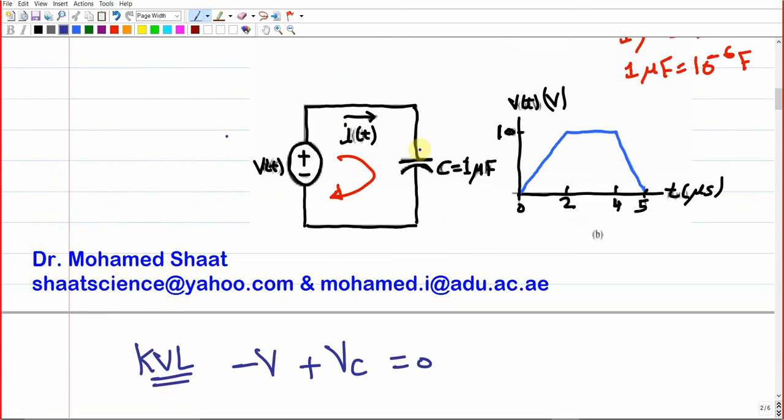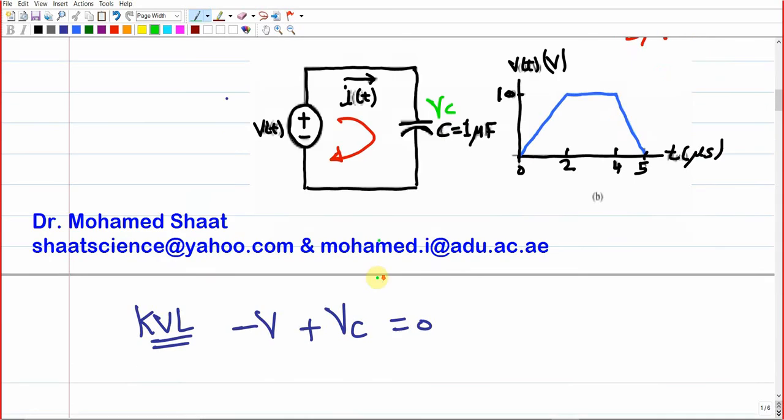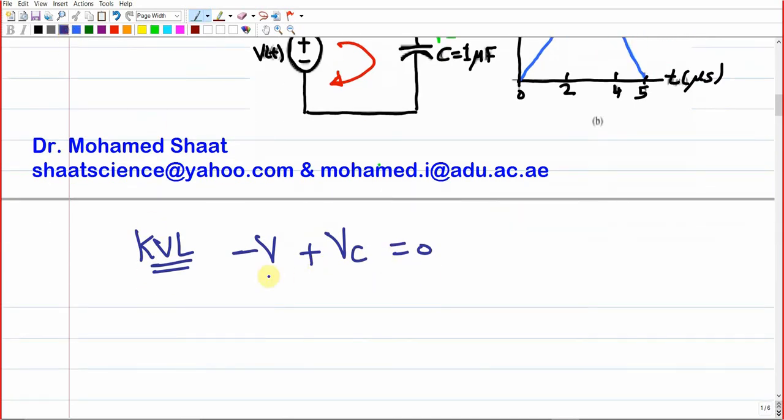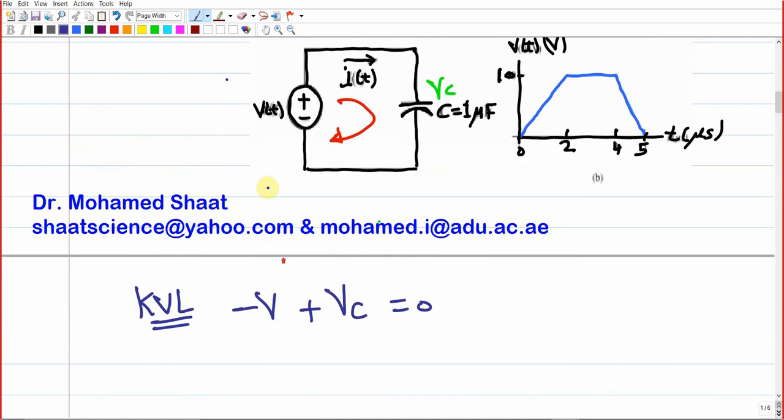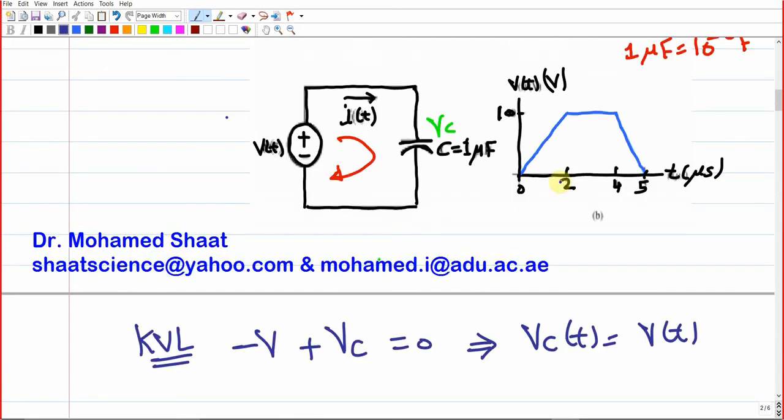This capacitor will have a voltage. There should be a voltage over the capacitor. How much it is, we have no clue for now. But according to Kirchhoff's law, the voltage over the capacitor should equal V of T, right? It should be equal to the source, to the battery voltage. So from this equation, we conclude that VC of T, which is the voltage over the capacitor, should equal the battery voltage. Make sense? But for example, if you are given the same problem and for some reason there is a resistance here, this resistance will take some of the voltage of the battery. It means that the voltage over the capacitor will not be equal to V of T.